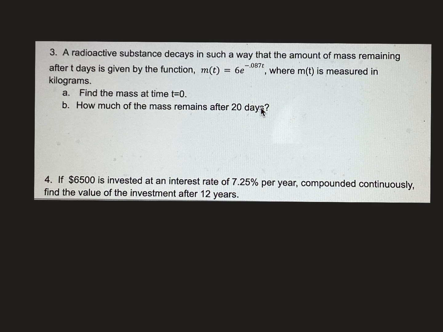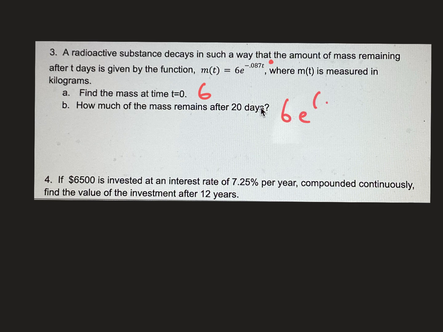Number 3, a radioactive substance decays in such a way that the amount of mass remaining after t days is this. Find the mass at time 0. So at time 0, again, putting 0 in for that t makes the whole exponent 0. e to the 0 power is 1. 6 times 1 is 6. Piece of cake there.